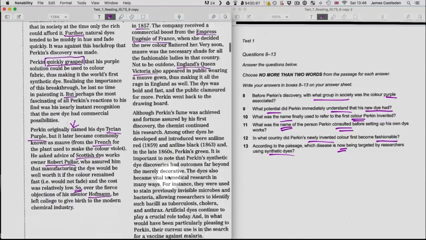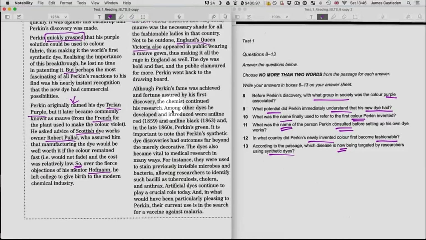Okay, nothing really else there. It's those dates as well. Perkins Green. Although, sorry, that's a honey phrase. Vital, these type of words, important, essential, vital. Crucial, another word, crucial role. Okay, and that's probably going to be answering for question 13.